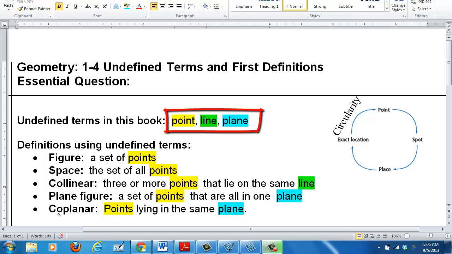The last definition I haven't talked about is plane figure. A plane figure is just a set of points that all lie in one plane. So if you think about a figure, basically we're taking a figure that lies in a plane.